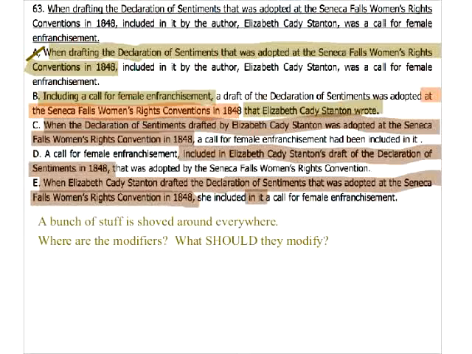Same thing with B, including a call for female enfranchisement is fine because the draft did include that. But that Elizabeth Cady Stanton wrote is supposed to be talking about this draft, which is way the heck up there. So that's not so hot either. I mean, it's modifying something that's nowhere close to it.